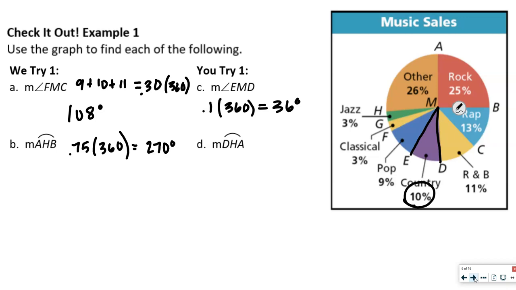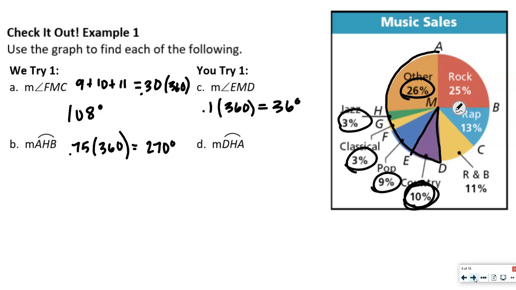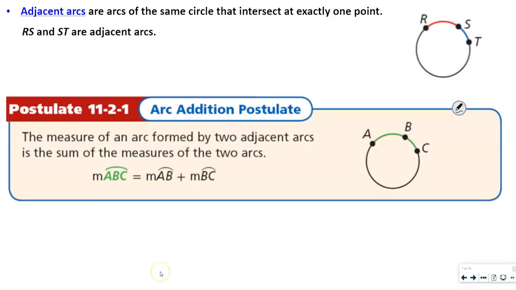Then let's look at our DHA. So we're going D around to H and over to A. So what we want to add together is 26 and 3 and 3 and 9 and that 10 again. So that gets us 0.51. Multiply that times 360. And 0.51 times 360 is equal to 183.6 degrees. The next term we want to see here is adjacent arcs.